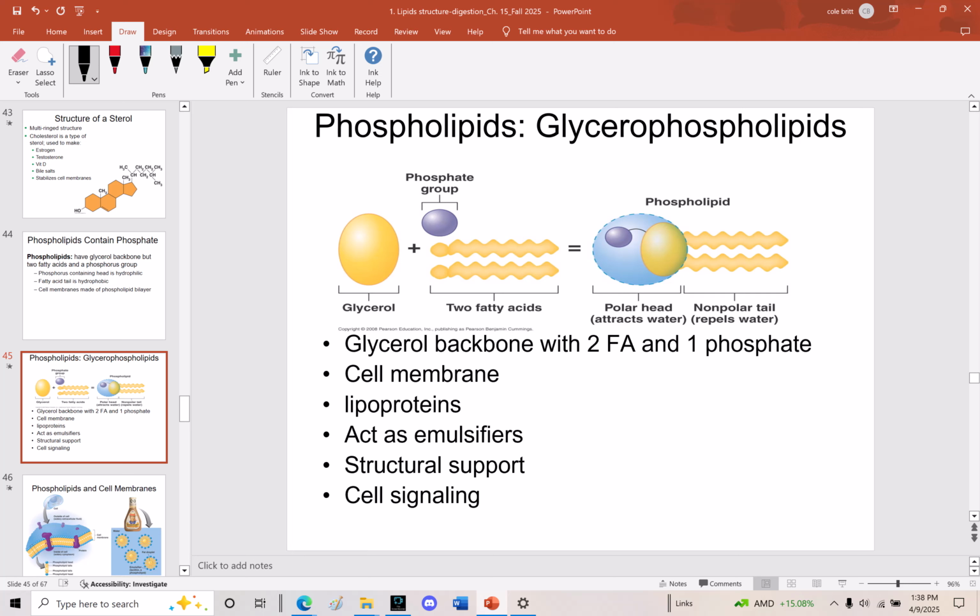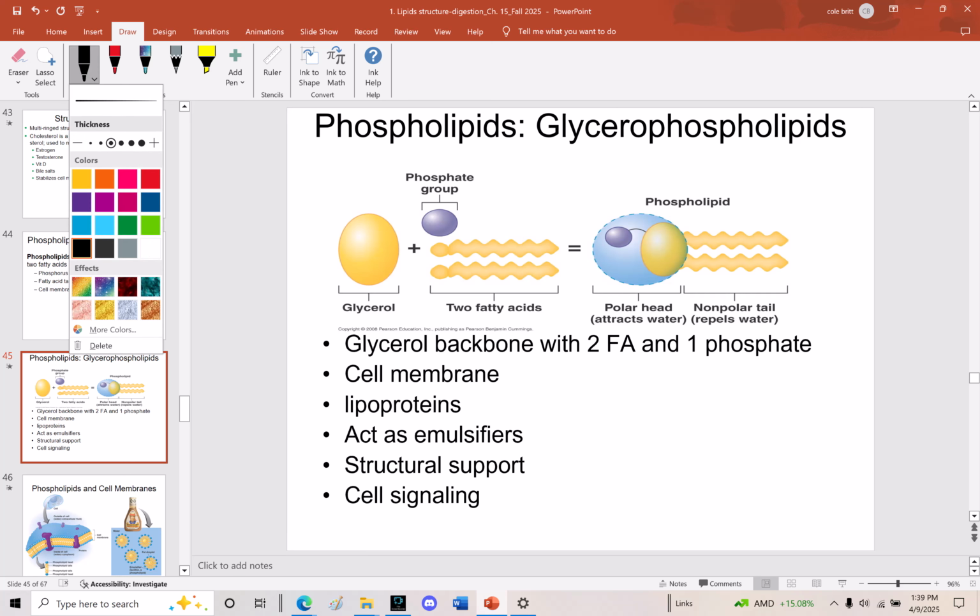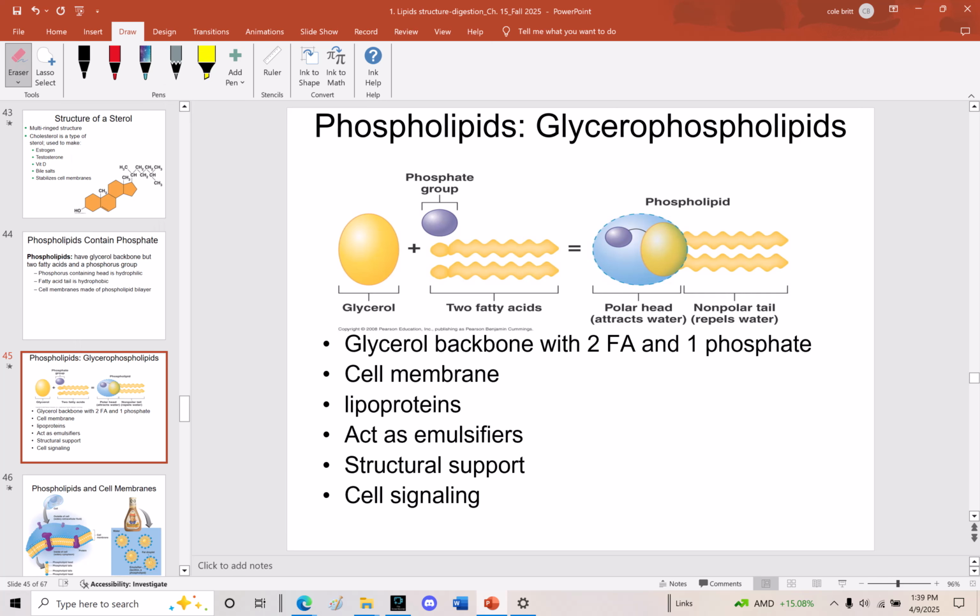Another way of putting that, remember this, another way of saying hydrophilic is polar. Hydrophilic and polar, same thing. Talking about the same thing. Hydrophobic and nonpolar, talking about the same thing. So hydrophobic and nonpolar go together. Hydrophilic and polar go together. Remember, water is polar. So hydrophilic is water loving.